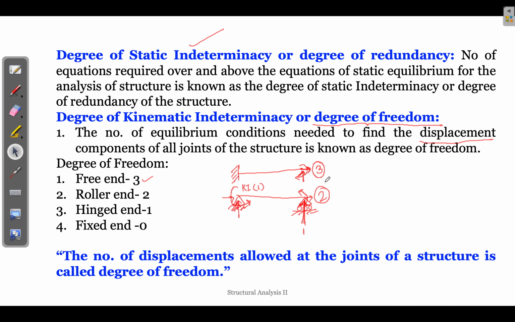Now if it is a fixed end, it is capable of taking a vertical load, a horizontal load, and also the moment. So there is no scope of rotation and no scope of any movement for this. So kinematic indeterminacy or degree of freedom for this fixed end is equal to 0. I hope these 4 cases are clear to you. The number of displacements allowed at the joint of a structure is called degree of freedom.